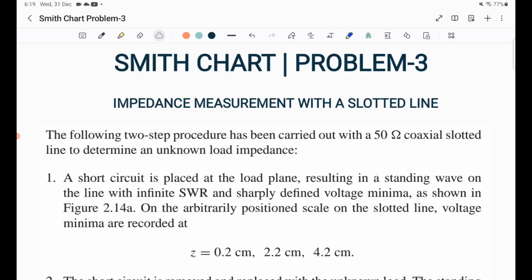Welcome to the lecture series on transmission line theory. We are dealing with Smith charts. This is problem number 3. This problem is based on finding unknown impedance with the help of a slotted line.